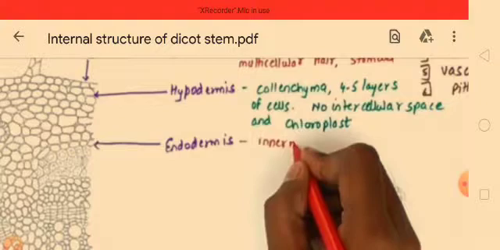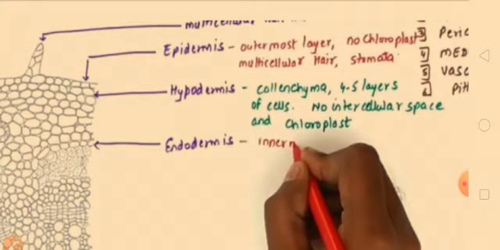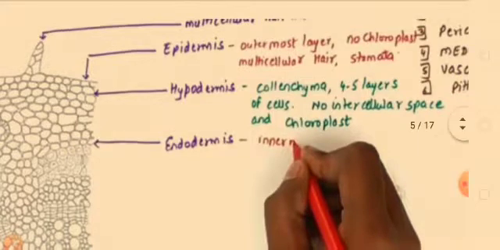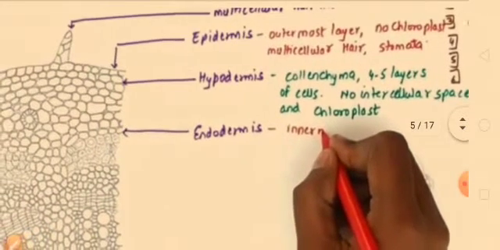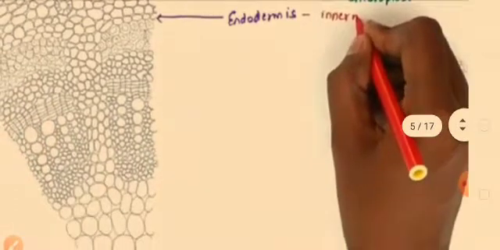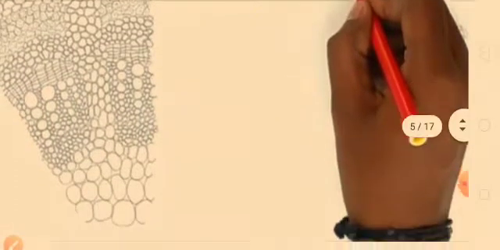So next is the endodermis. You know the innermost layer of the cortex is the endodermis. So the cortex lies between the epidermis and the endodermis. Along with the hypodermis, the cortex also consists of two other layers called the middle layer and the inner layer. We'll talk about this later.